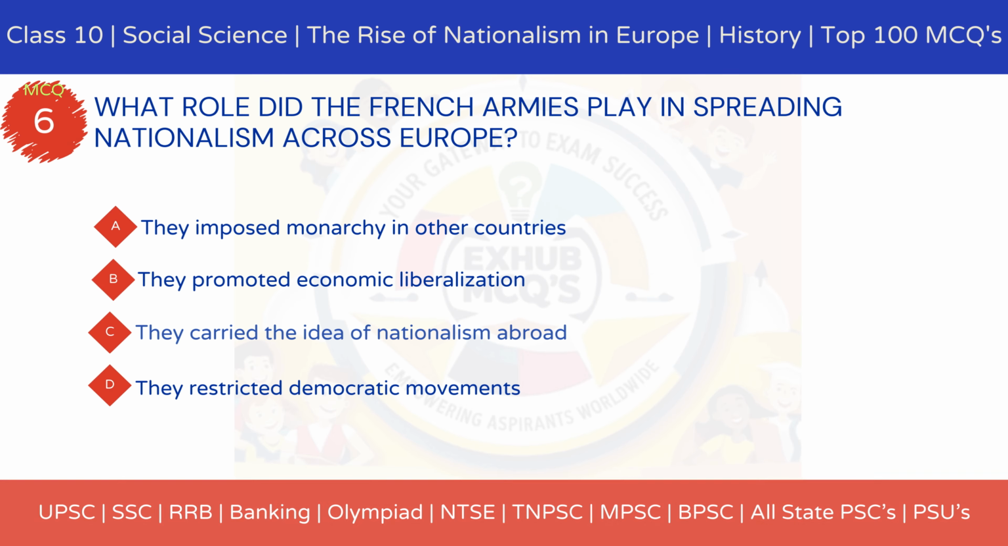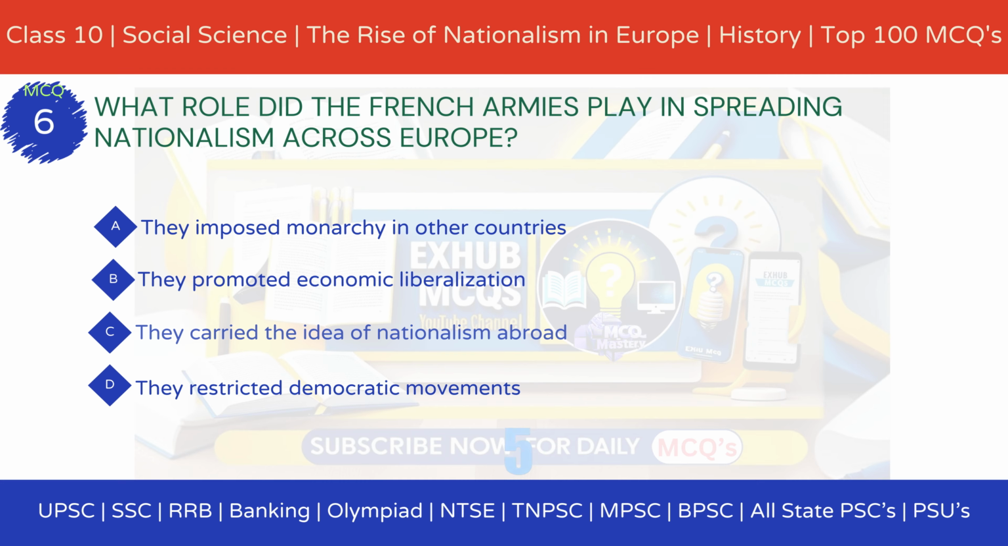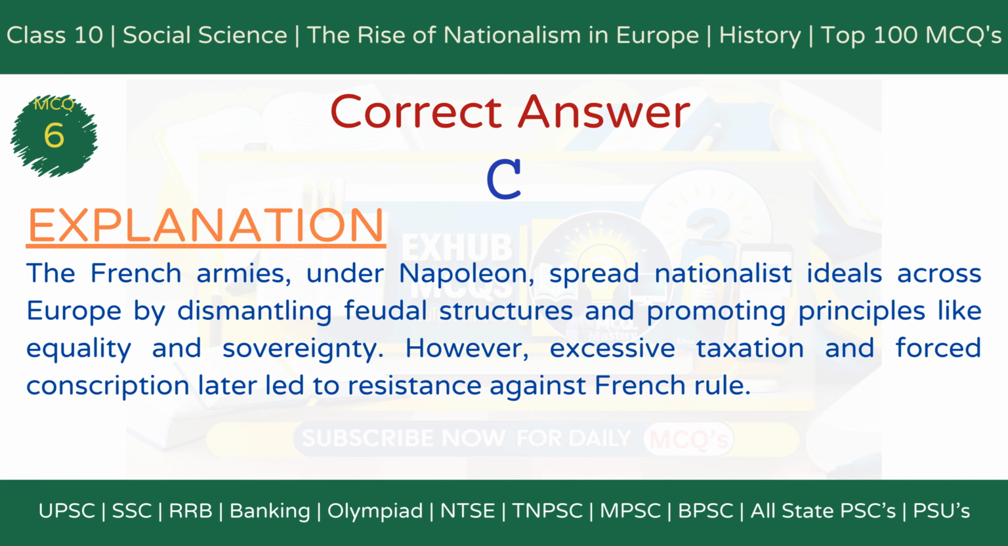MCQ 6. What role did the French armies play in spreading nationalism across Europe? Option A, they imposed monarchy in other countries. Option B, they promoted economic liberalization. Option C, they carried the idea of nationalism abroad. Option D, they restricted democratic movements. The correct answer is option C, they carried the idea of nationalism abroad.